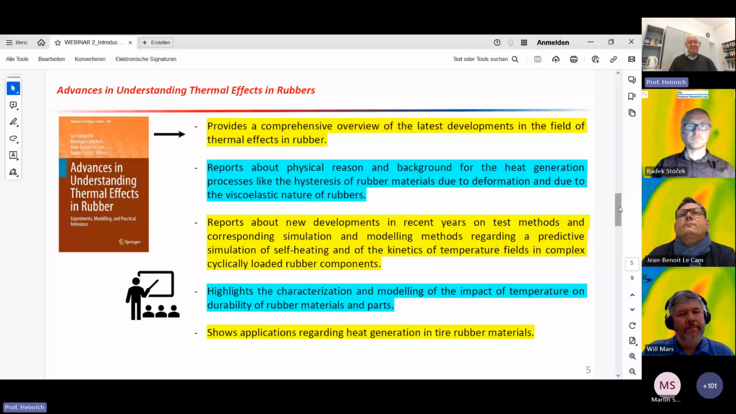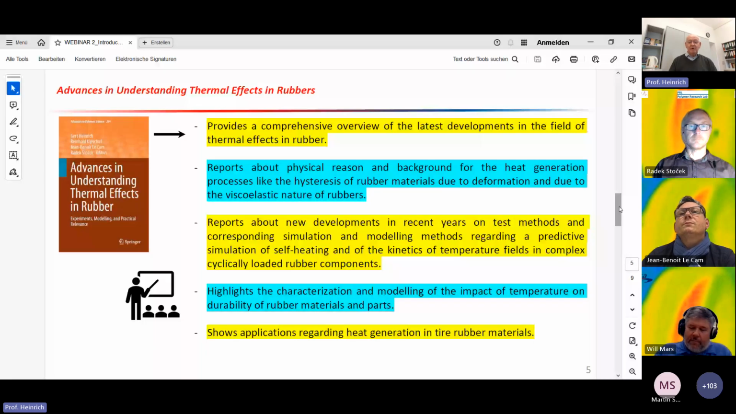In this slide, I have given a very rough overview about the benefit of this book. I think this could be considered as a book that provides a comprehensive overview of the latest developments in the field of thermal effects in rubber. It reports about the physical reason and the background for the heat generation processes. This is a little bit more for understanding all that happens in connection with thermal effects in rubber. Hysteresis is also enlightened from the point of view of physics, and so on.